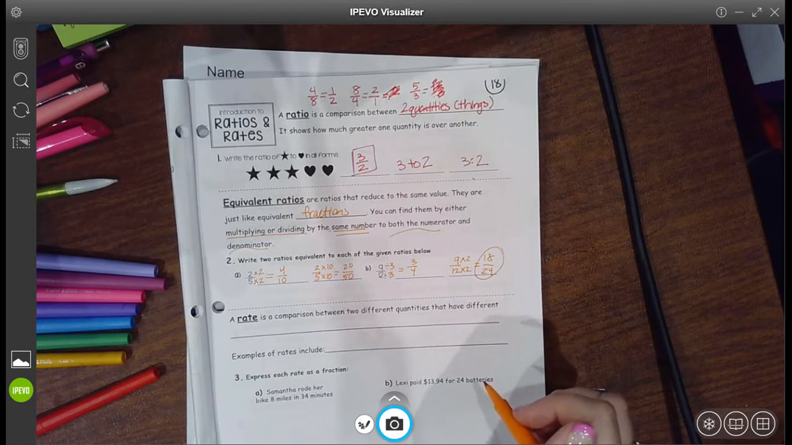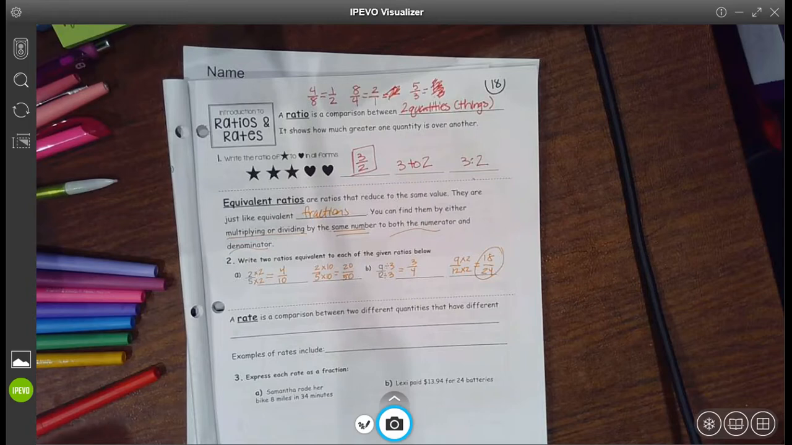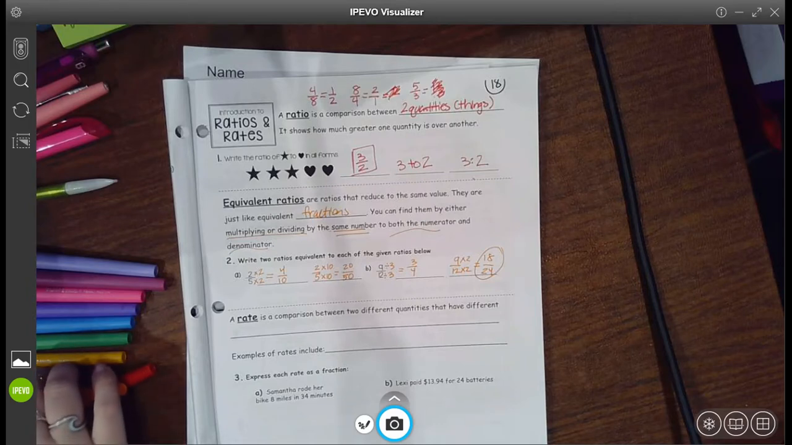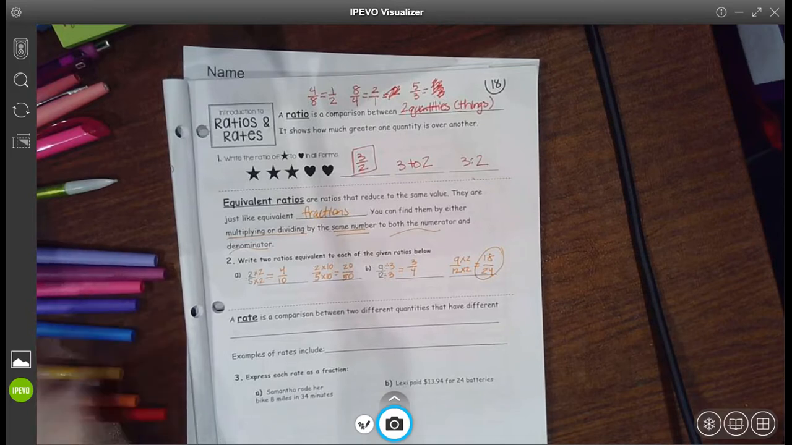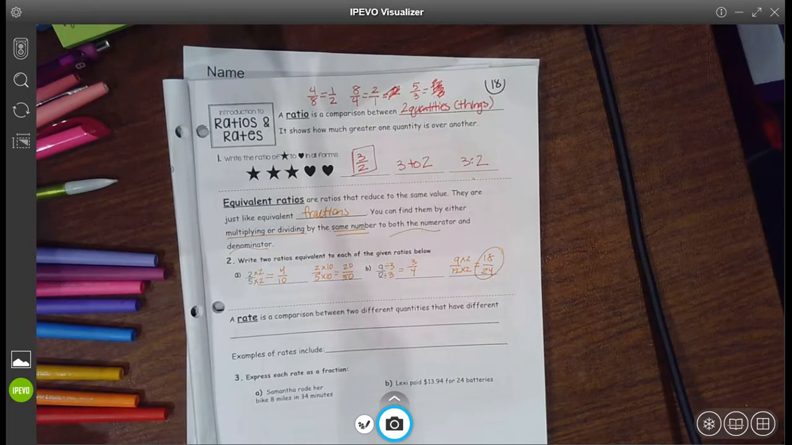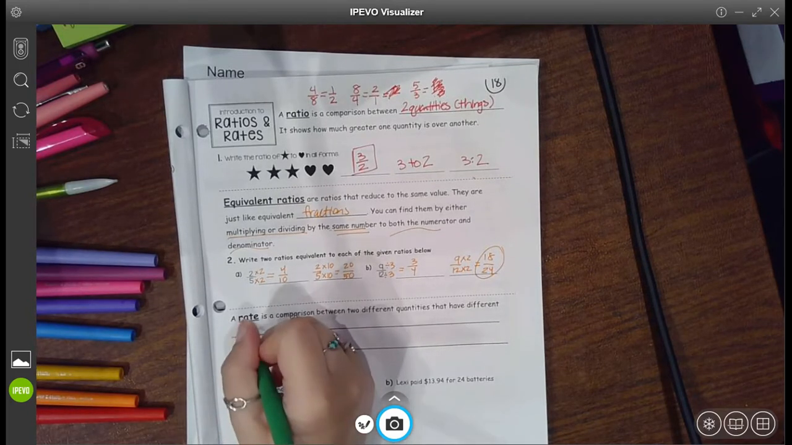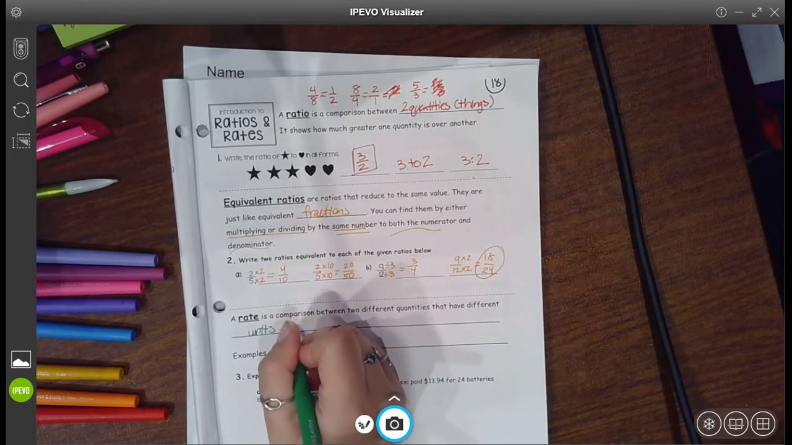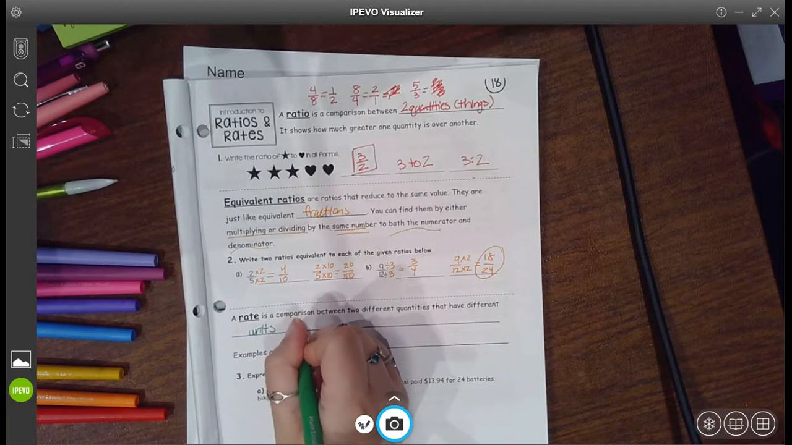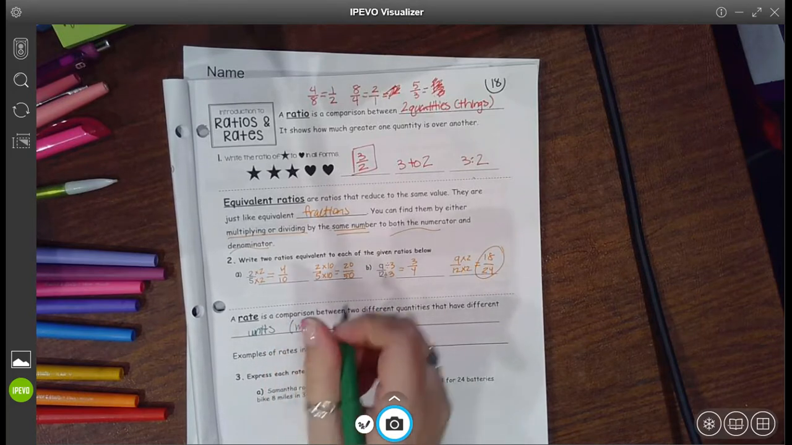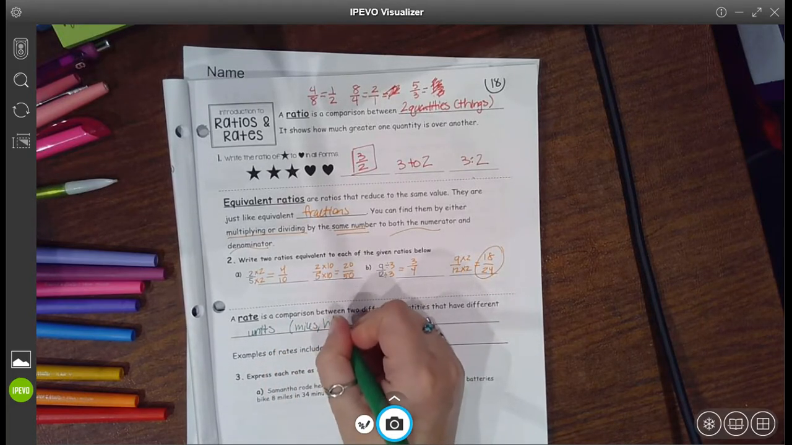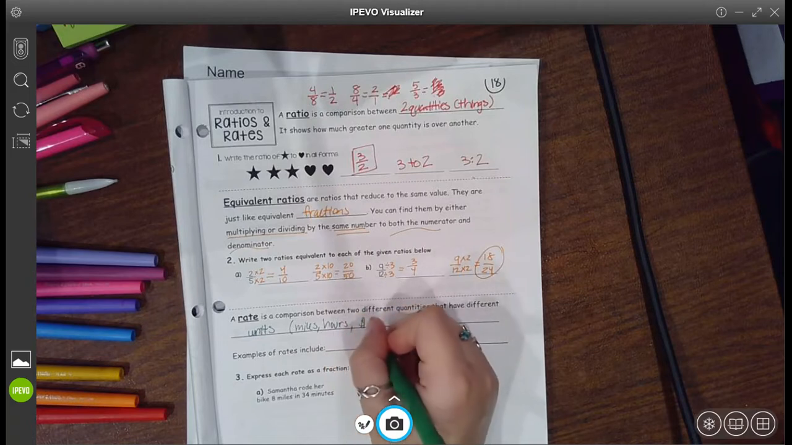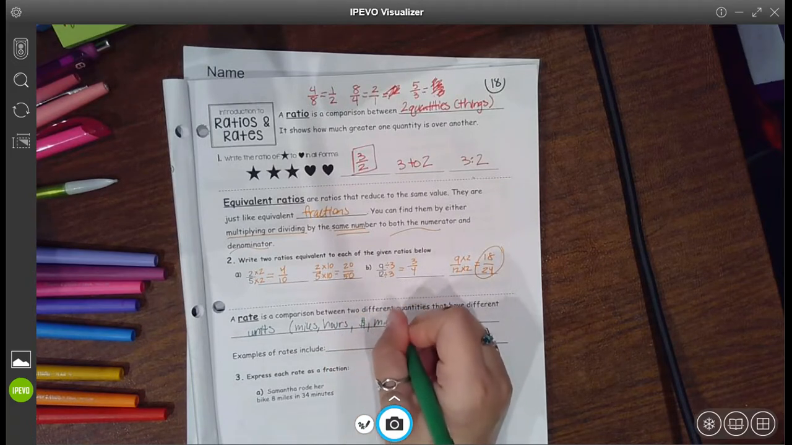Okay, our next thing we're going to go over is a rate. A rate is a comparison, again, between two different quantities. But what's different from a ratio is that they have different units. So for this, you might have miles, hours, money, minutes, any of those types of things, right?